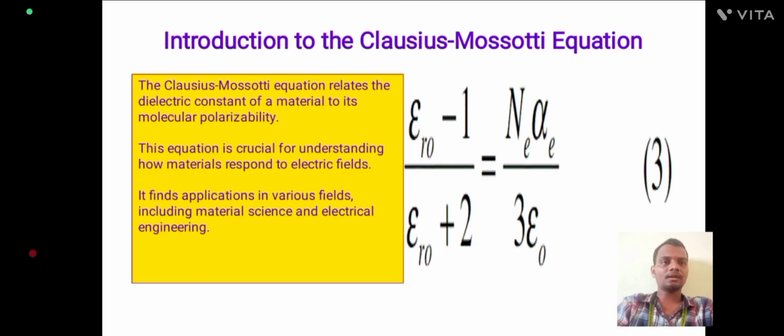Introduction to the Clausius-Mossotti equation. The Clausius-Mossotti equation relates the dielectric constant of a material to its molecular polarizability. This equation is crucial for understanding how materials respond to electric fields. It finds applications in various fields, including material science and electrical engineering.